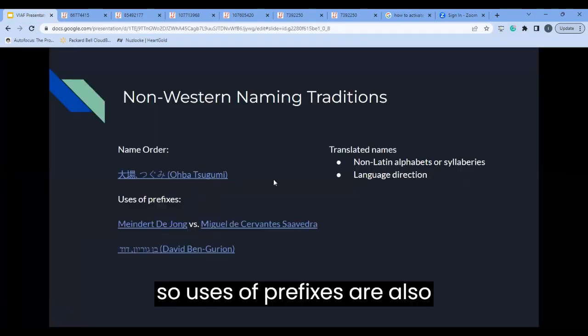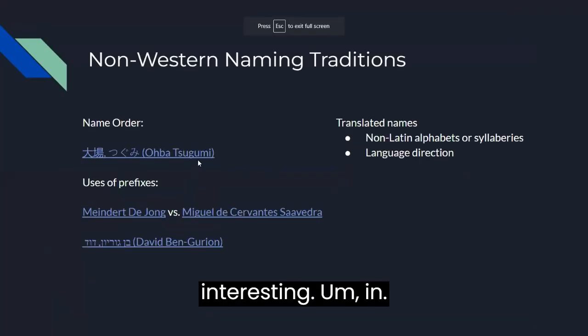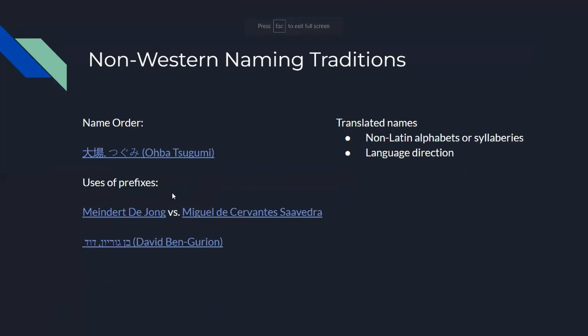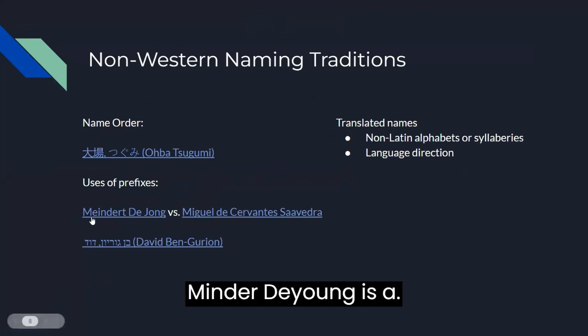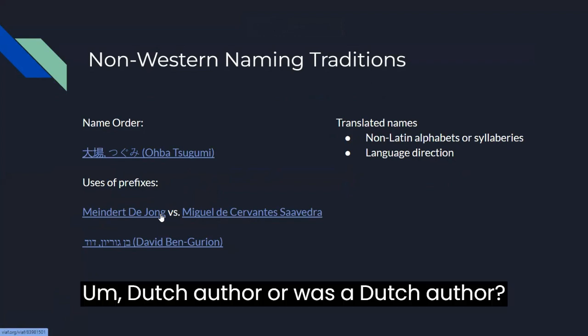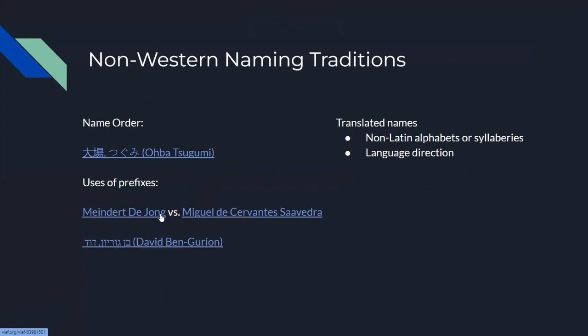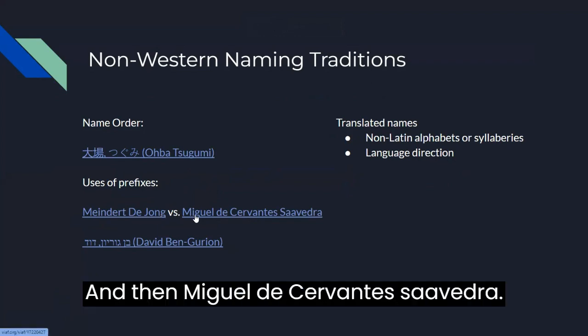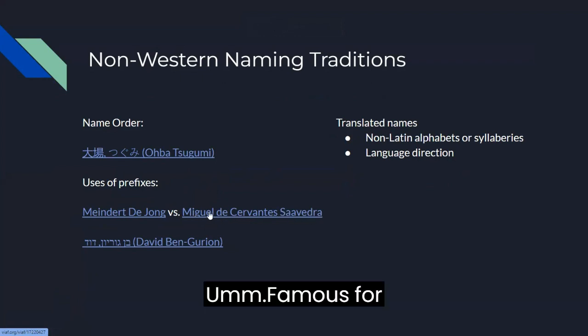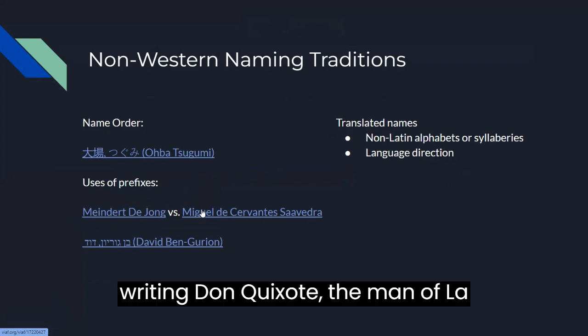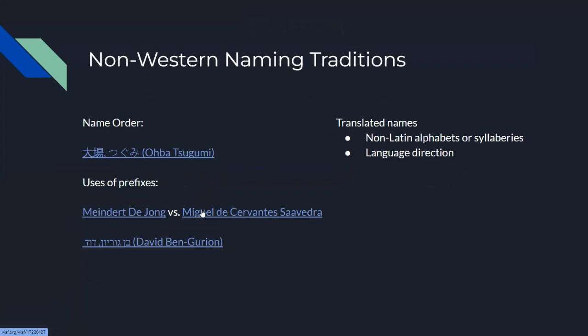So uses of prefixes are also interesting in naming traditions. For instance, Meindert de Jong is a Dutch author, or was a Dutch author. I believe she is dead now. And then Miguel de Cervantes Saavedra, famous for writing Don Quixote, the Man of La Mancha.